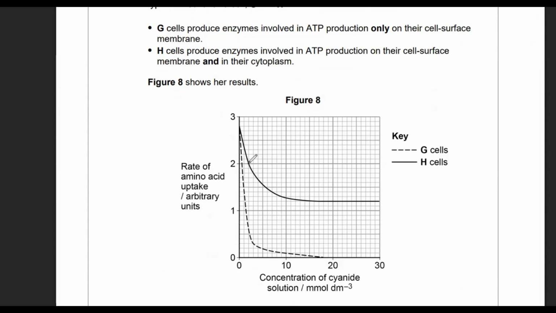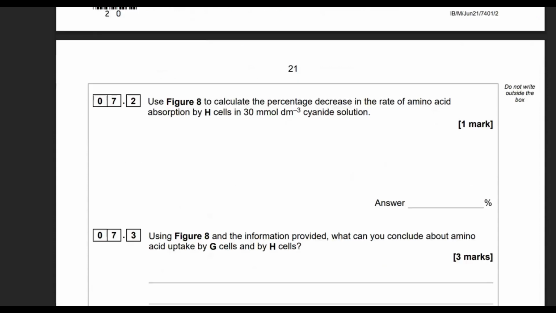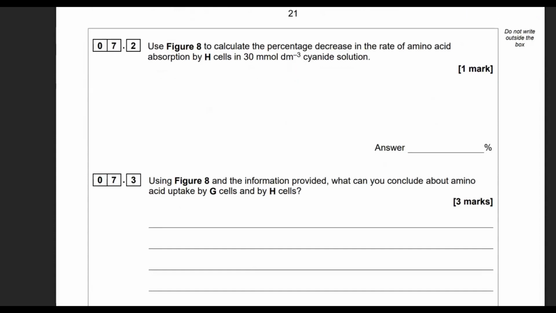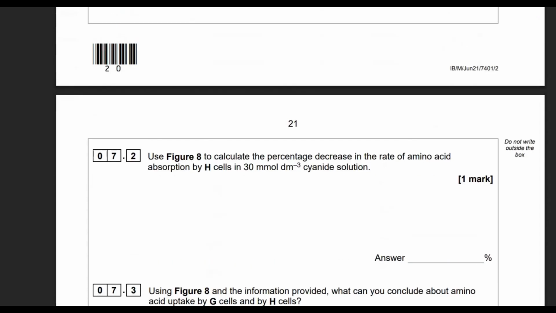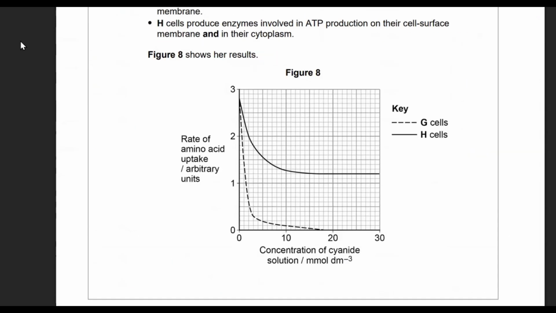And what we want to do is just check. What did they say? I've already forgotten. Was it 10 or was it 20? It's not going to be anything as simple as that. Let's go down. 30 millimole cyanide, H. Okay. So at 30, we are looking at 1.2 rate of amino acid uptake.